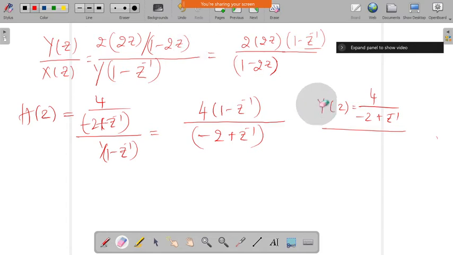So this will be equal to, since the powers are equal, we need to divide the expression and then we have to get it.